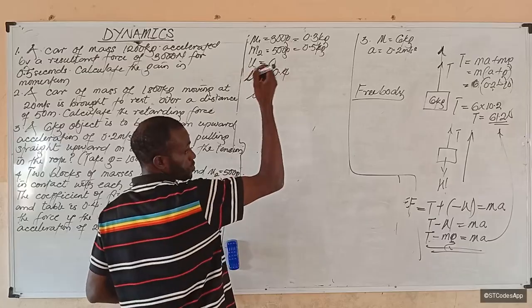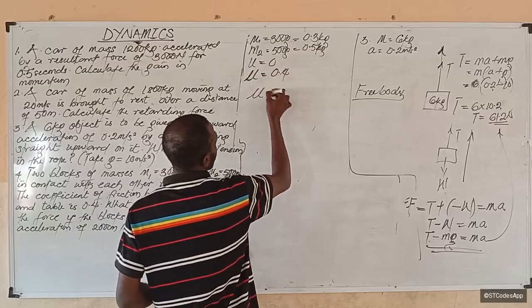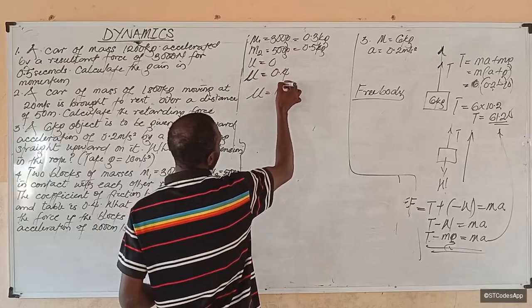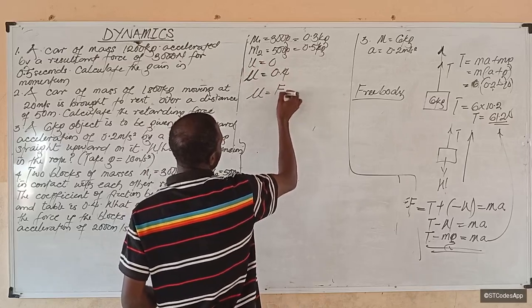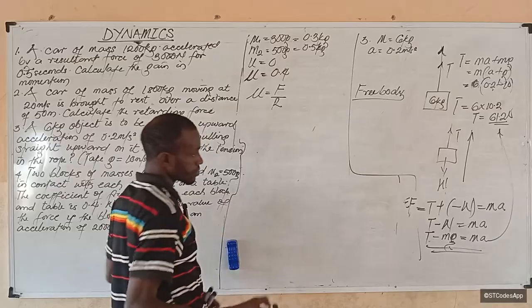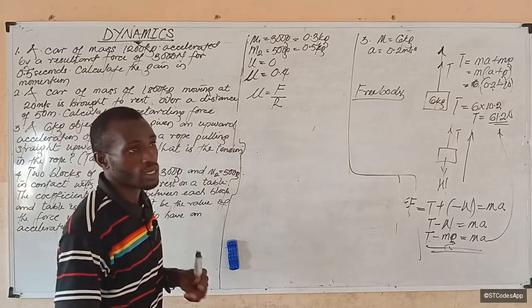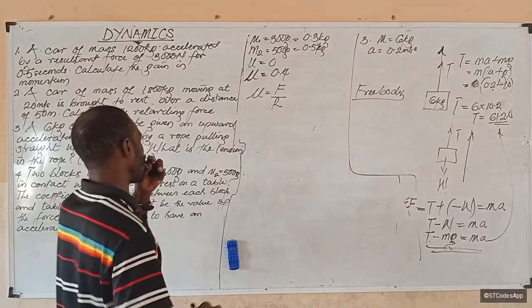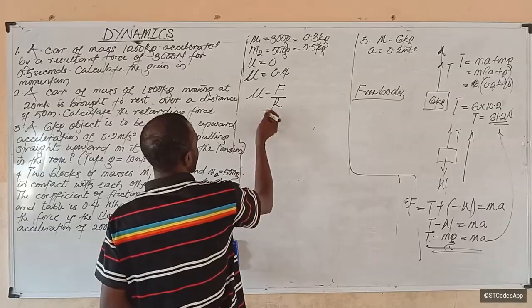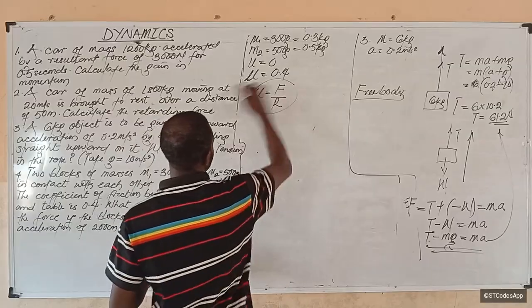Now, what is the formula for mu? Mu is equal to the ratio of the frictional force to the normal reaction. The ratio of frictional force to normal reaction is what? Mu. That's basically it. Ratio of frictional force to normal reaction. So this is it here.